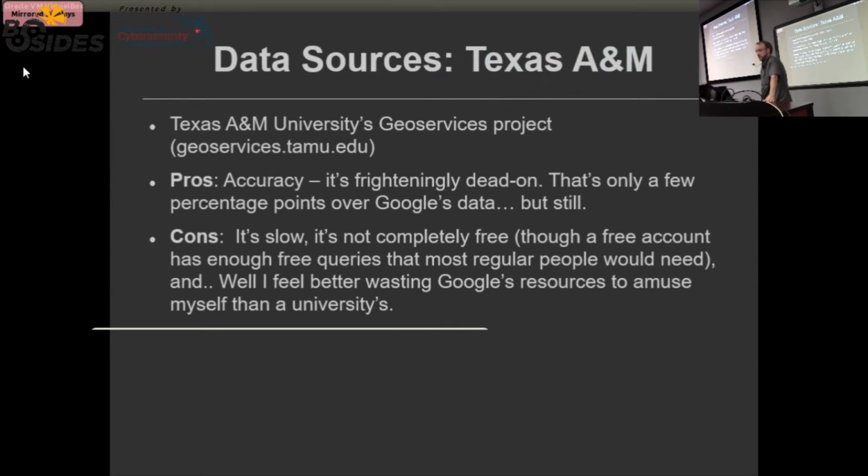The original source I used for this stuff is Texas A&M University's geoservices project, which isn't exactly free. You can get a free account that has some limits. The accuracy is a little bit closer than Google, though not by a ton. The cons, like I said, it's not completely free. With most of these uses, you're never going to use up what you get with the free account. You're never going to go over and have to start paying them. It's slow compared to Google, not a shock there. And quite frankly, I like using Google better than a university and wasting their bandwidth on the silly stuff that amuses me on the weekends or night times. But it's still another source of information, so I went ahead and put that up there.